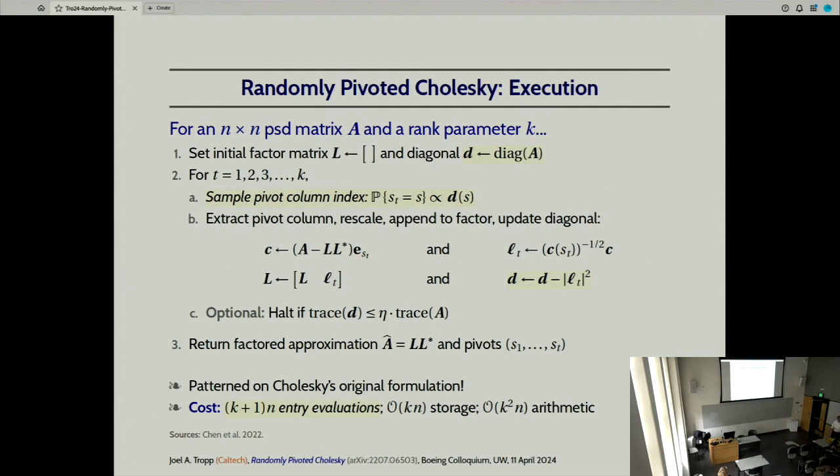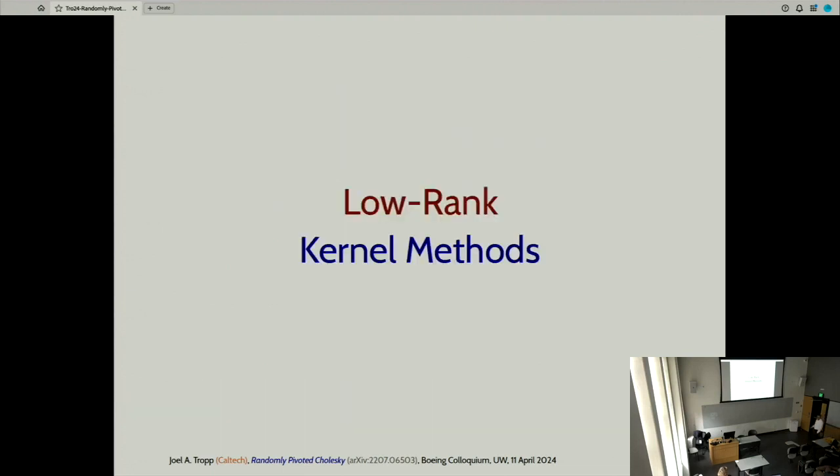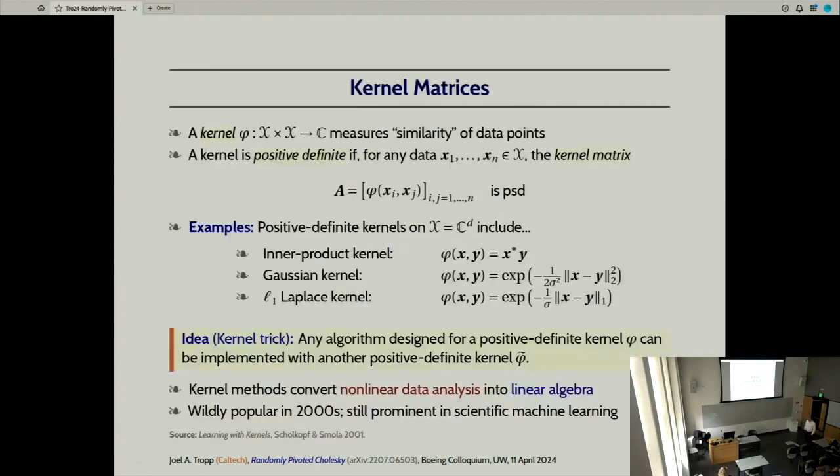Okay, why is this useful? Even at this late moment, we are going to go in a different direction, and I'm going to tell you a little bit about kernel methods. What is a kernel matrix? A kernel matrix is a way of measuring similarity between data points. The kernel takes as input two data points and spits out a number that tells us whether or not they are similar. And we say that it's positive definite if the matrix that tabulates the pairwise similarities of a data set is always positive semi-definite.